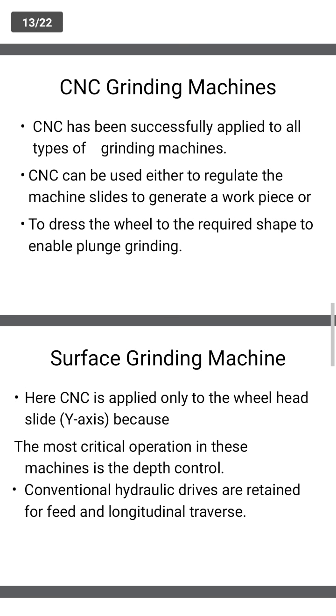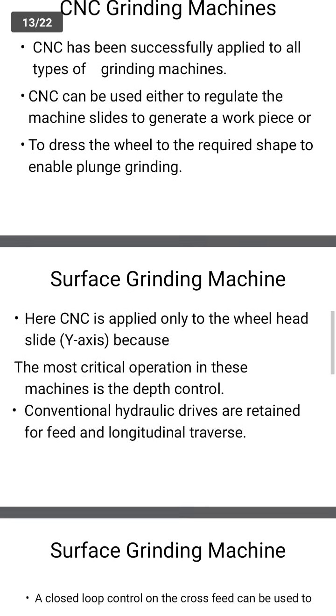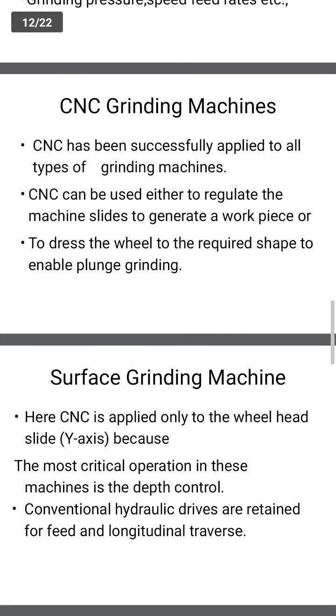Okay, hence CNC is applied only to the wheel head slides. The most critical option in the machine is the depth of the cut, conventional horizontal and feed of the longitudinal. This CNC grinding machine removes the material in the y-axis applied to the wheel head. The most critical option in the machine is depth control. The depth of cut should be controlled by the machine.